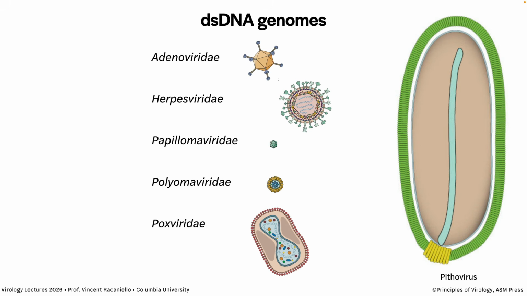It's not even drawn to scale. It won't fit on this slide if I drew it to scale, but that's the double-stranded DNA genome. Herpes viruses, enveloped viruses with glycoproteins in the envelope, and then some more non-enveloped viruses, the papillomaviruses and the polyomaviruses, and then finally the pox viruses like monkeypox virus and smallpox virus. So those are examples of some double-stranded DNA-containing viruses, and we'll talk about these later on.